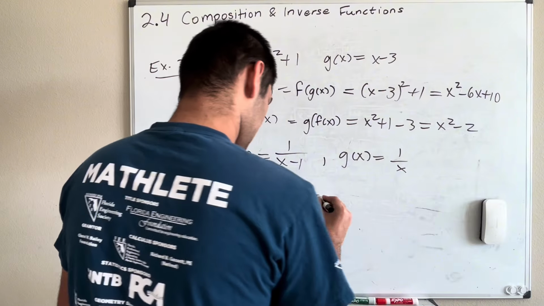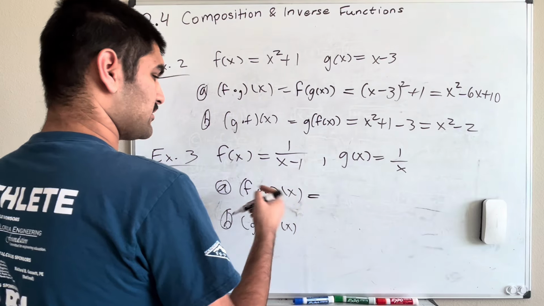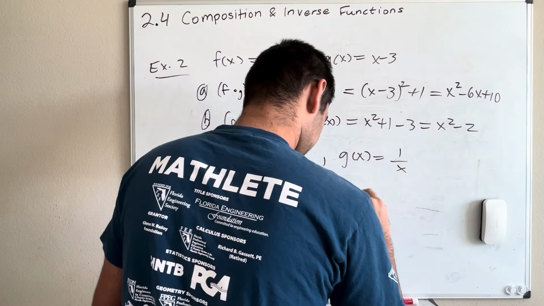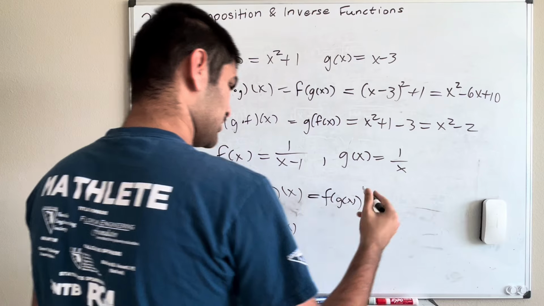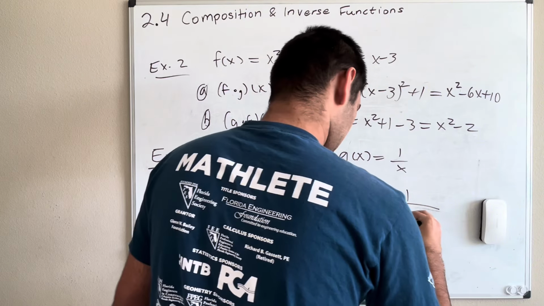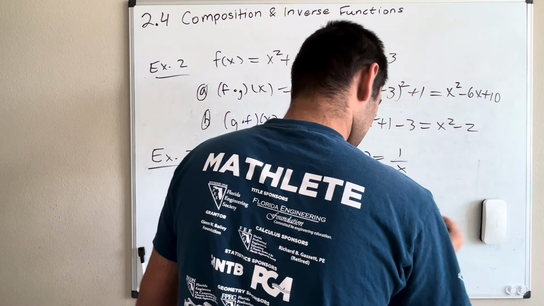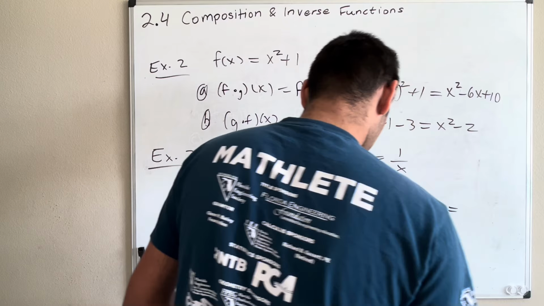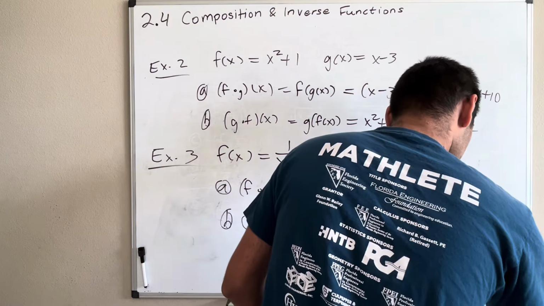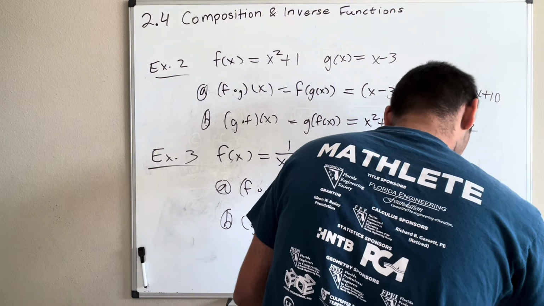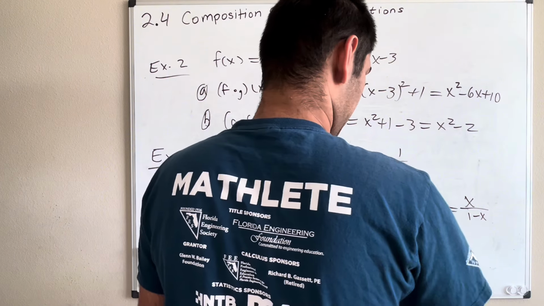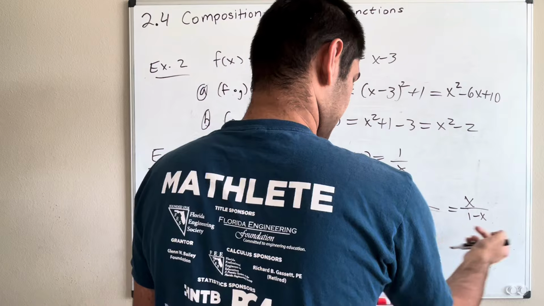All right, so f of g of x, that's just f of g of x like this. So that's just putting g of x into here. So you should get 1 over x, replacing with 1 over x, so 1 over x minus 1. And then simplifying this, you should get, let's see, x over 1 minus x. Right, because if you just multiply this whole thing, top and bottom, by x, on the top you get x, on the bottom you get 1 minus x.